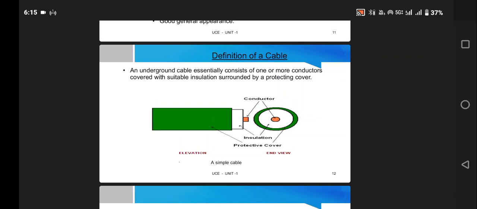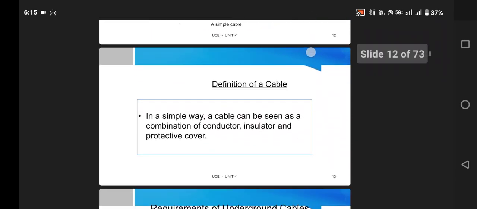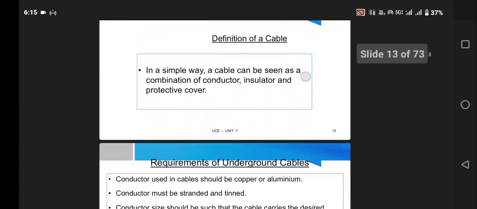Definition of a cable. An underground cable essentially consists of one or more conductors covered with suitable insulation and surrounded by a protecting cover. The elevation and the end view of the conductor are represented here. There are various definitions; in a simple way, a cable can be seen as a combination of conductor, insulator, and protective cover.